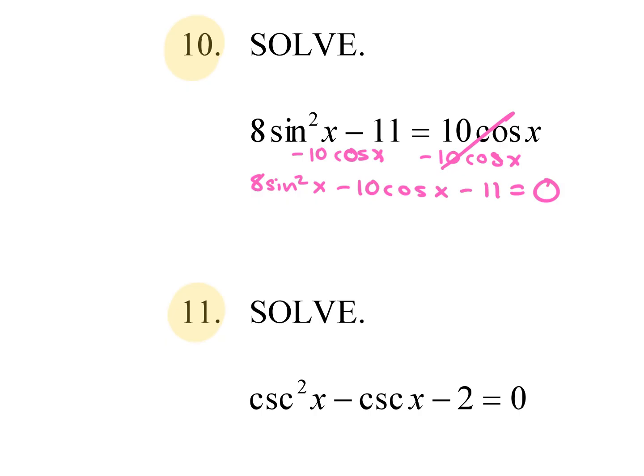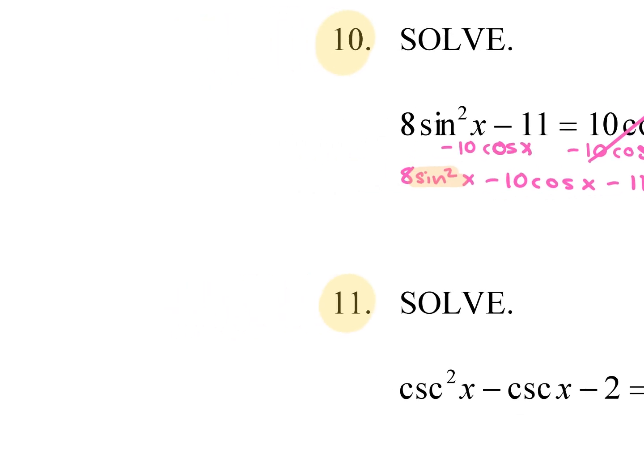Which one can I change here? I can change the sine squared. So you want to change the squared one because you're going to use your Pythagorean identities. So when we change the sine squared, let's figure out what sine squared is equal to. Our Pythagorean identity is sine squared plus cosine squared equals 1. So to get sine squared all by itself, we're going to subtract cosine squared. So sine squared equals 1 minus cosine squared.